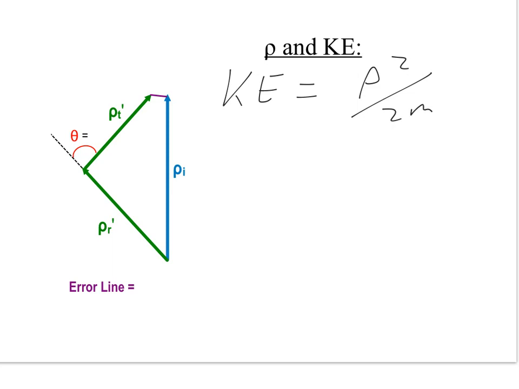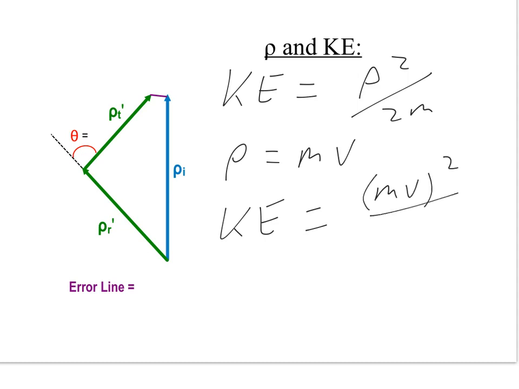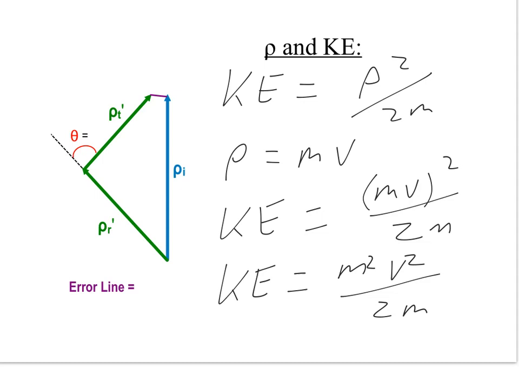So why does that work? Well, if we look at momentum, momentum is just the product of mass and velocity. And so for kinetic energy, we're taking the momentum and squaring it, which means we're taking mv and squaring that, and dividing that by 2 times the mass of whichever ball we're determining the kinetic energy for. Kinetic energy then would be m squared v squared over 2m.